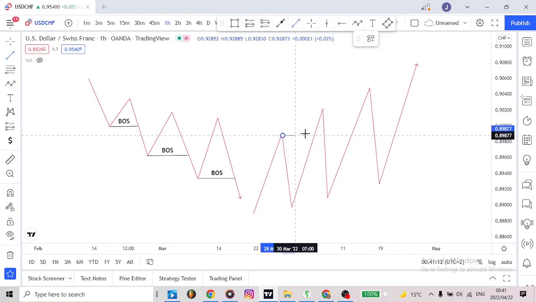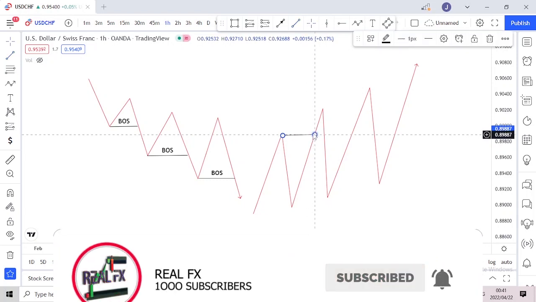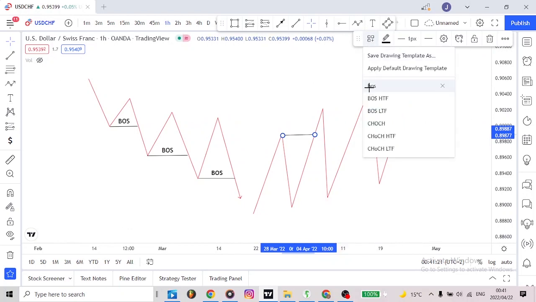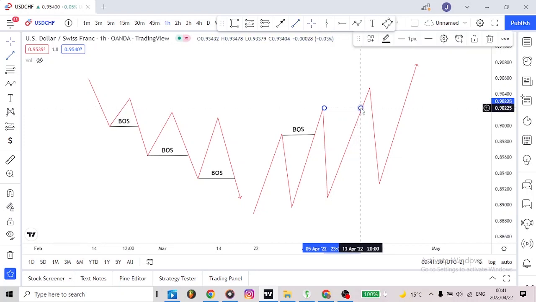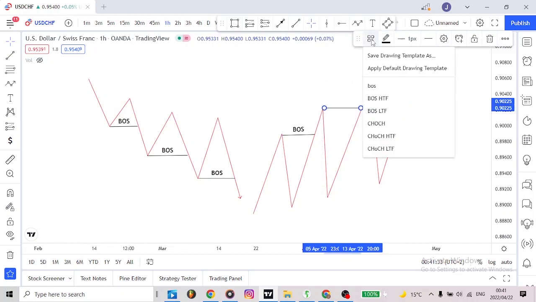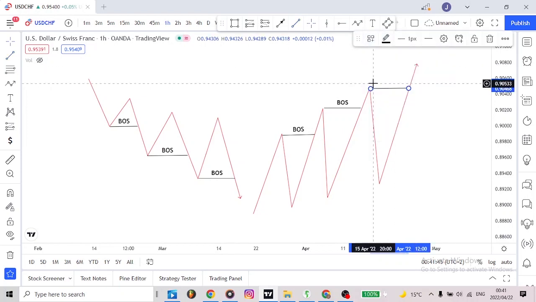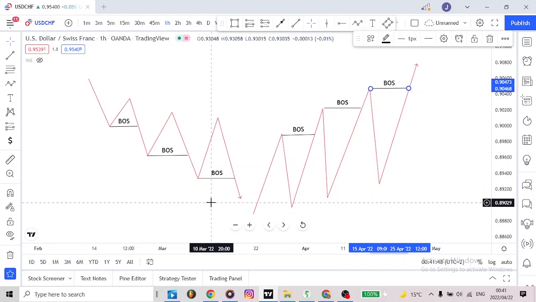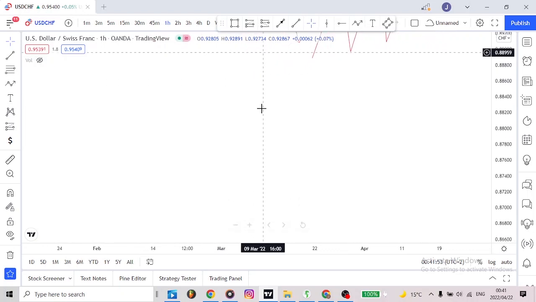When you take out this high over here, that is our break of structure. When you take out this high here, that is a signal of trend continuation, and that is a break of structure. And then when you also take out this one here, that is still a break of structure. But now I'm going to show you what is not a break of structure.